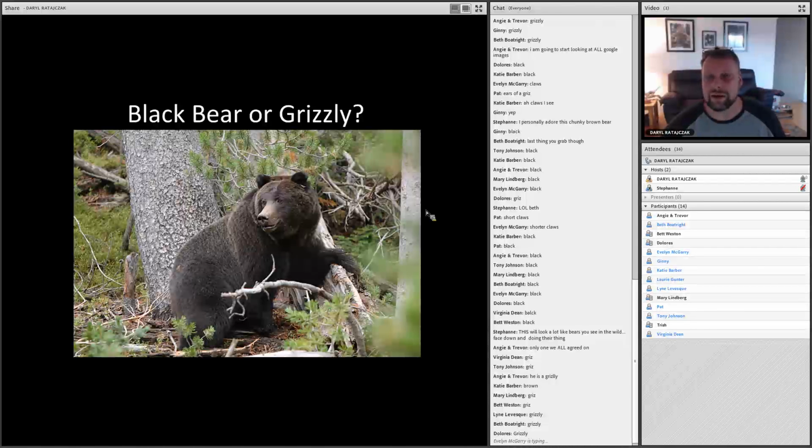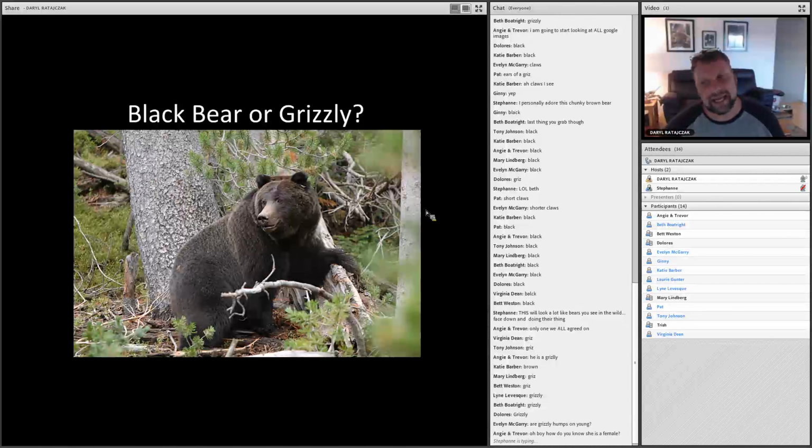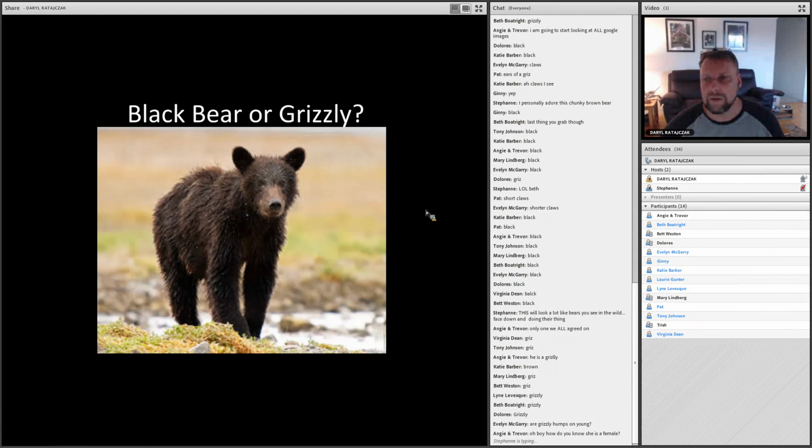This is a female grizzly, but it's got that kind of stockier face to it. You can see some claws on its left paw, the longer claws. You can't see the hump too well, but this is a female grizzly. What about this one?